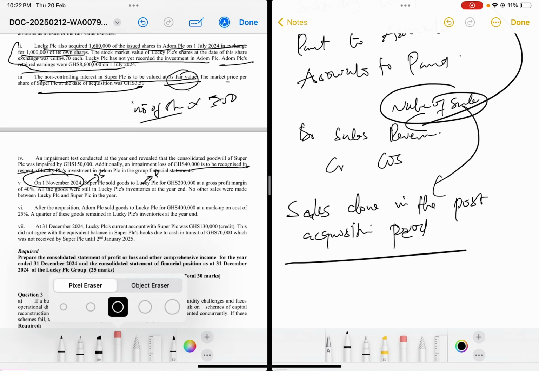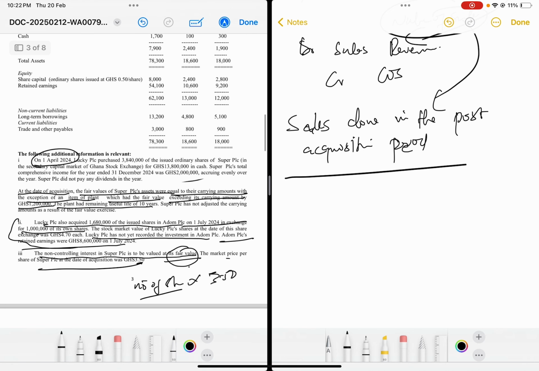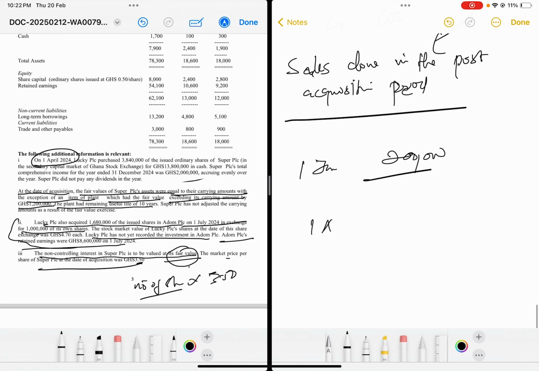But in case the sale wasn't done wholly after the acquisition, but before it, then you have to apportion it. Let me give an example. The acquisition day was 1st April. Let's say the sale done on 1st January was 200,000 for the whole year. But the acquisition was done on 1st April. What it means is that we can only eliminate the post-acquisition period, which is 1st April to 31st December. So the sales done between 1st January and 31st March will not be eliminated.